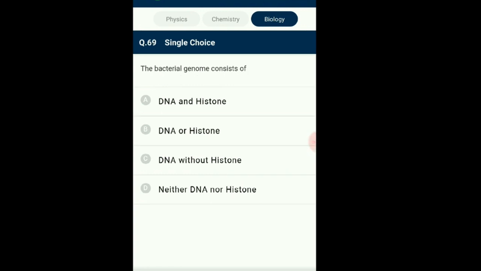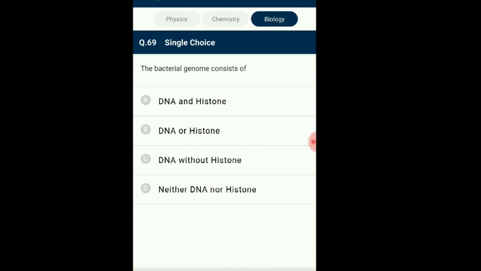Question number 69. The bacterial genome consists of. Bacteria is a prokaryotic cell, thus lacks a well-defined nucleus. The genetic material is basically naked and not enveloped by a nuclear membrane. The genome is a single circular double-stranded DNA not associated with histone proteins.